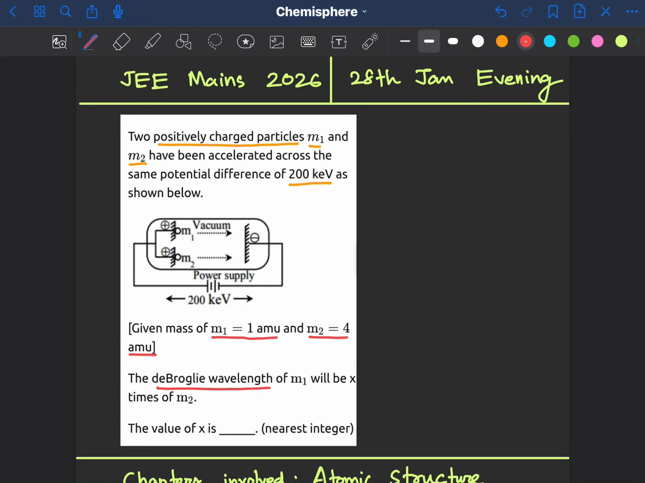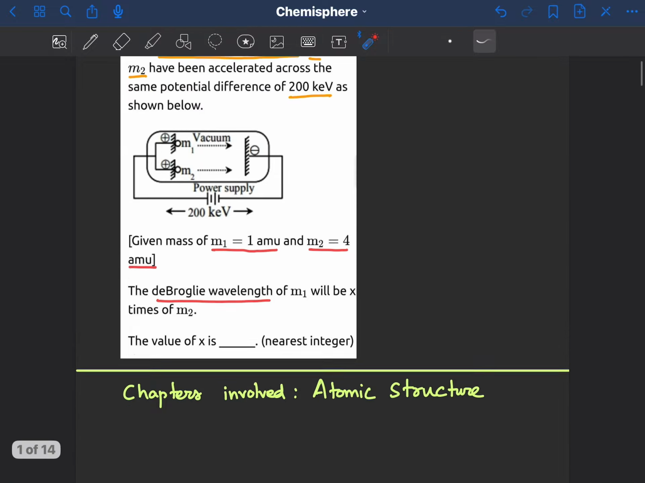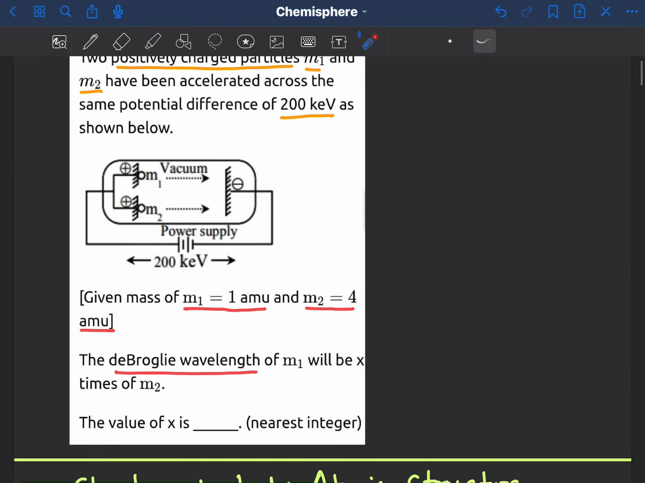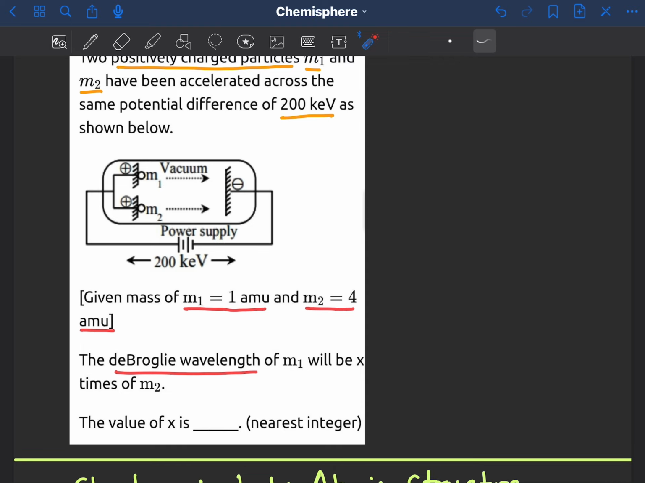Okay, so the chapter involved is atomic structure, and as I said, this is a discharge tube which is given to us. A discharge tube is similar to an electrolytic cell, where we use an external power supply or external voltage to drive the particles from one end to another. In this case we have positively charged particles, so that's why they are attracted towards the negative charge plate. Okay, and using this discharge tube itself we have discovered particles like electrons and protons.